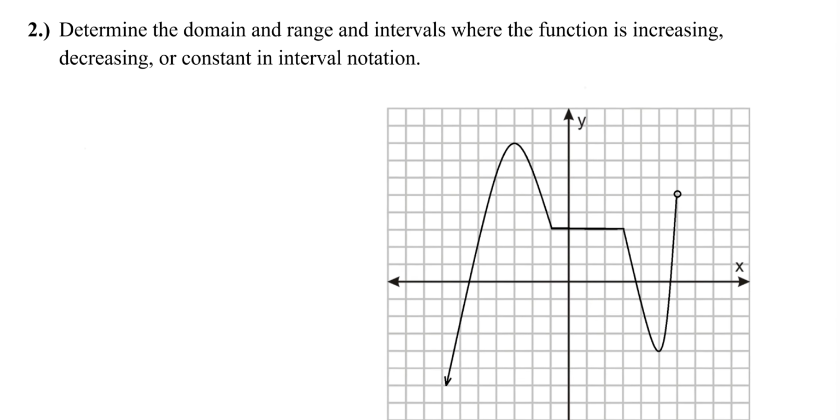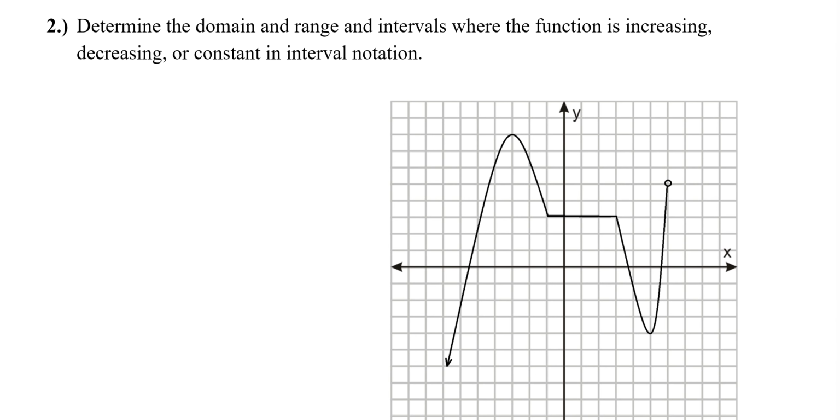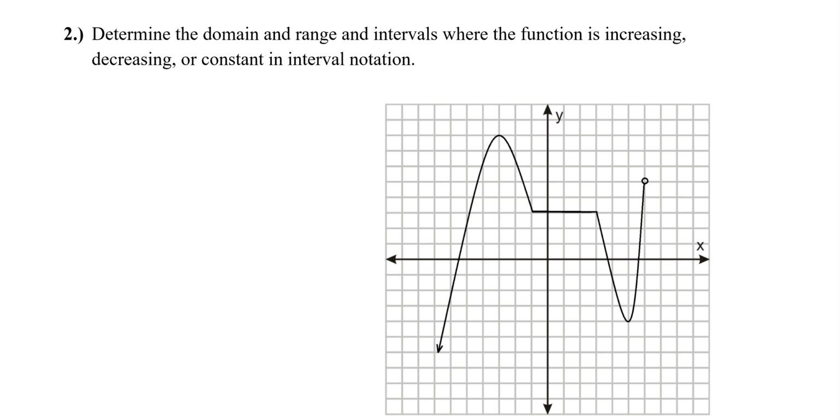Okay, next thing is going to be domain and range, and the intervals where the function's increasing, decreasing, and constant. And we're given a graph here. So when we think about domain and range, the first thing you should think of really quickly is domain represents x values, range represents y values. Taking that one step further, domain is the set of x values where the function exists, and range is the set of y values where the function exists.